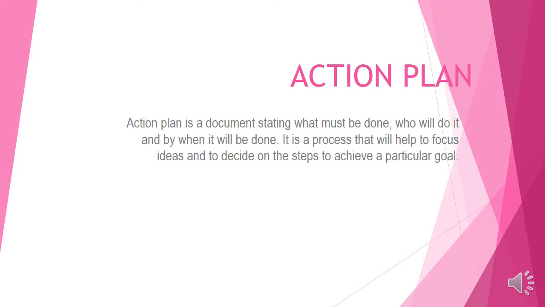It is a document stating what must be done, who will do it, and by when it will be done. It is a process that will help to focus ideas and to decide on the steps to achieve a particular goal. That is the definition of an action plan. What kind of a process is it, and how is it going to help us? It will help us to focus ideas and to decide on the steps to achieve a particular goal.